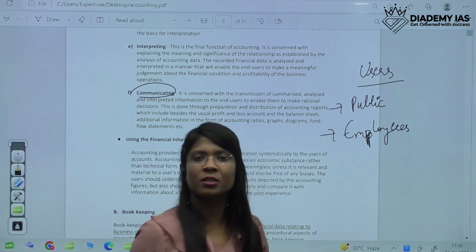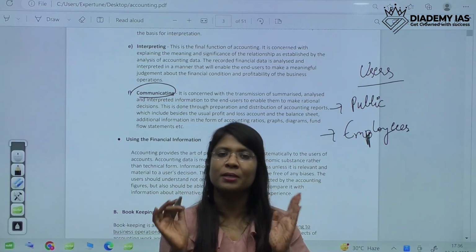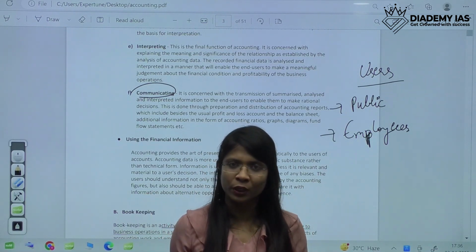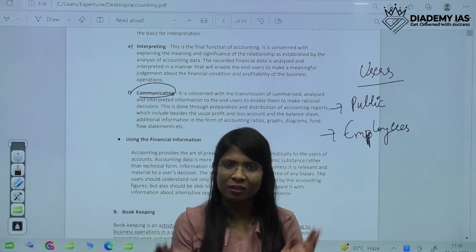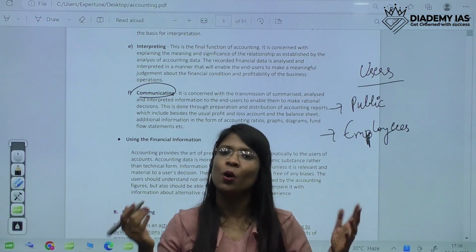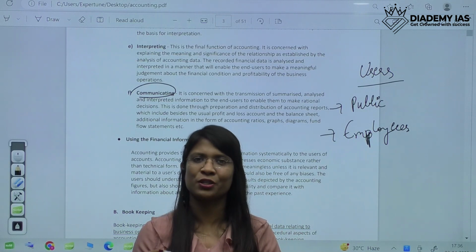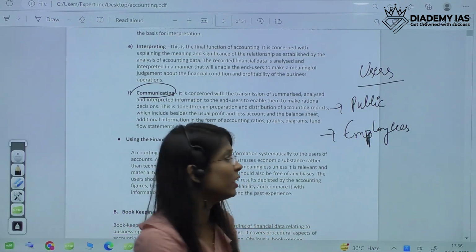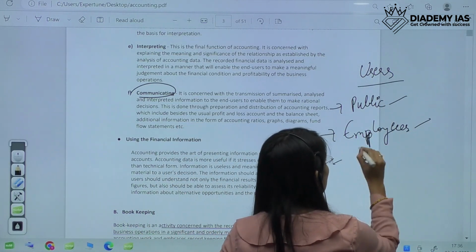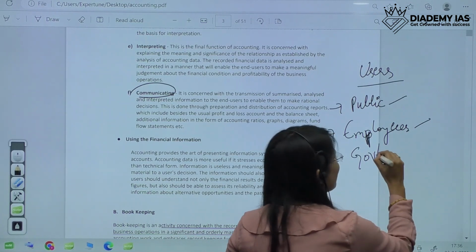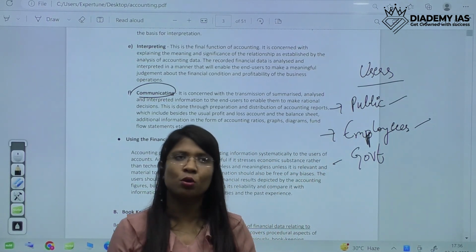Employees will also be interested in knowing what is the present position, how much the company is doing good, because they also have to secure their future. So they are also interested in knowing the financial position of the company they are working in. So public, employees, government is also interested, because government has to collect the taxes.